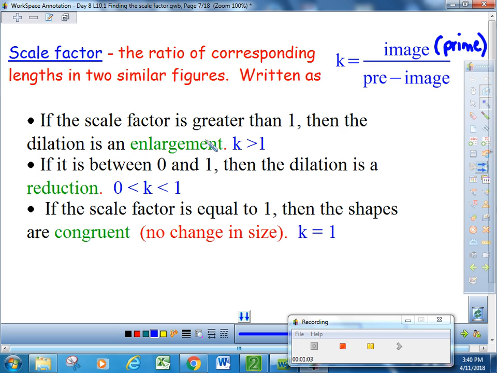If the scale factor is greater than 1, then the dilation is an enlargement. So if k is greater than 1, the dilation went bigger. If the scale factor is between 0 and 1, the dilation is a reduction. If the scale factor is equal to 1, then the shapes are congruent, meaning that they are the same size. We will not look at scale factor less than 0.